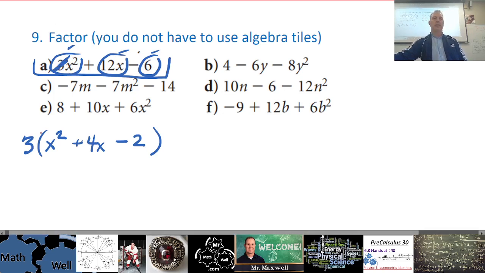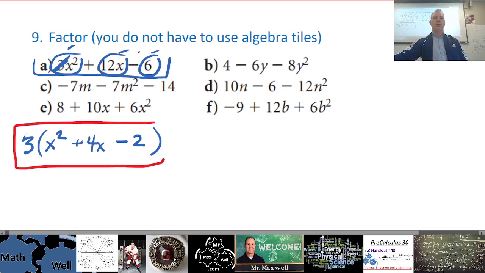So just a quick check. 3x squared, yep. 12x, yep. Negative 6, yep. There's your factored form for A. B.